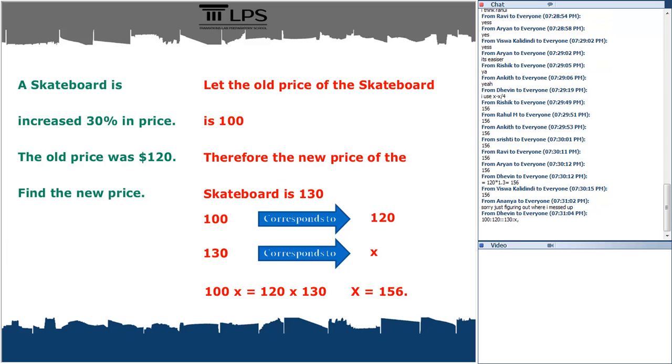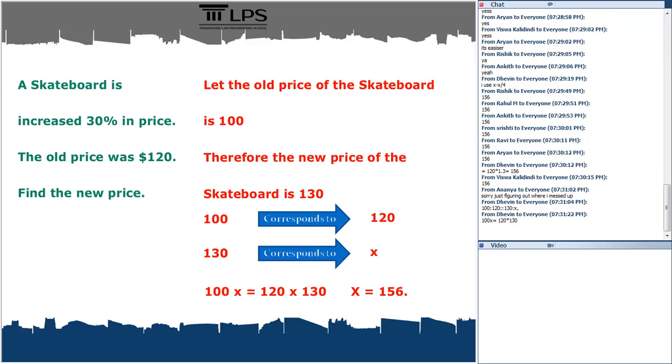Ananya, sorry, just figuring out where I messed up. Okay, fine. Yes, Ananya, good. Dhiren has a method there. Okay, so far as it gives you the answer, I am absolutely fine. Yes, that's right. You need to cross multiply. Yeah, that's exactly what is there on the slide as well. You can see I have done the same thing here. Yes, that's right. Yeah, people are getting it.